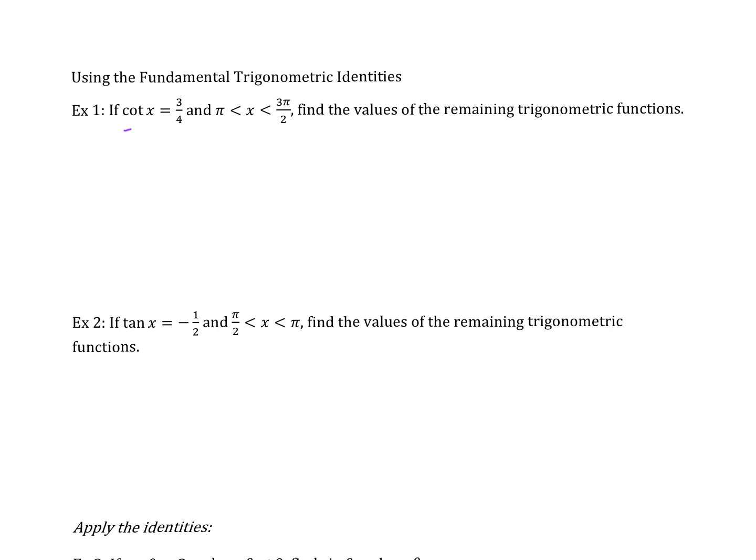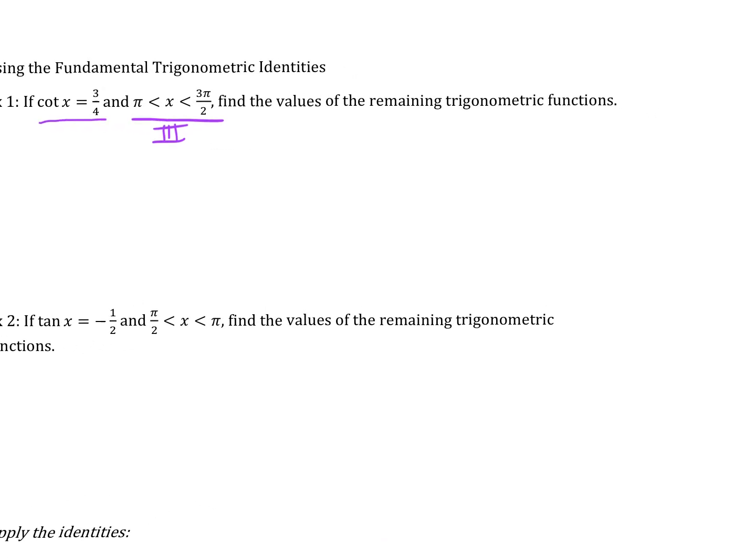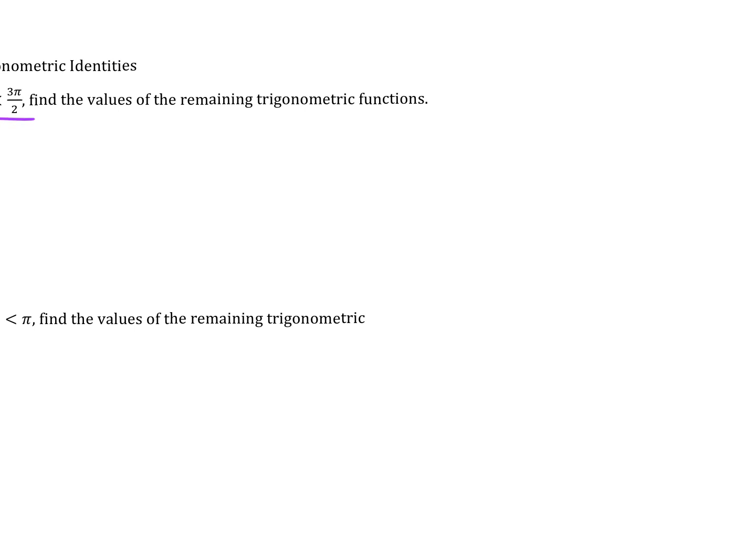Okay, so think about what this is saying. We're given our cotangent value. That means we also know our tangent value. And then we're told the quadrant. So what quadrant are we talking about? Yep, we're in quadrant 3, good. And we're supposed to find all of the trig functions. So actually, I'm going to scoot over here. Let's go ahead and put in a sine of theta equals. Let's write all of this out.